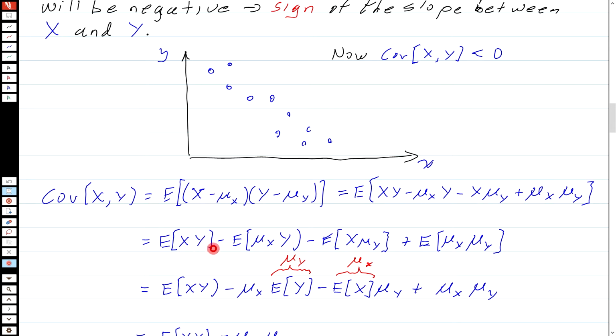Expected value of xy minus expected value of mu of x times y minus expected value of x times mu of y plus expected value of mu of x mu of y. The constants inside each of these expectations can just come out. This is an integral, so constants and integrals come out front. So I get that coming out, and here I bring out that constant. I just get the expected value of 1, which is 1. So the expected value of a constant is just, of course, the constant.